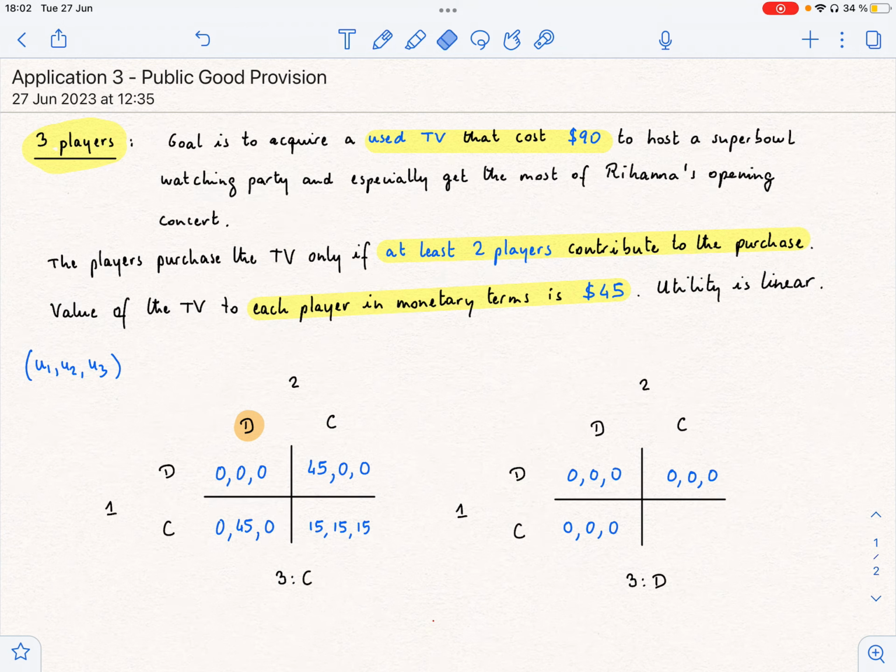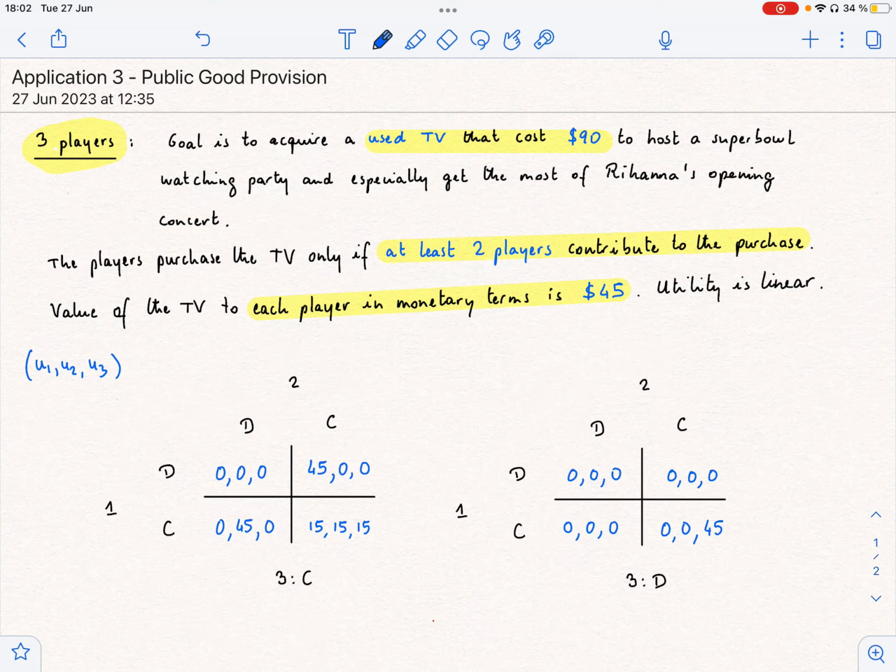And finally, what is happening when player 1 and player 2 contribute, but player 3 is the free rider? In this case, player 1 and player 2 are contributing $45 and getting a benefit of $45. So on net, they're indifferent, and player 3 is getting the whole benefit without any of the cost. All right, so this is going to be a payoff structure.